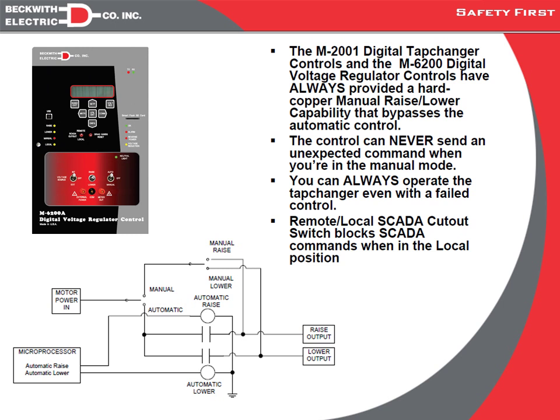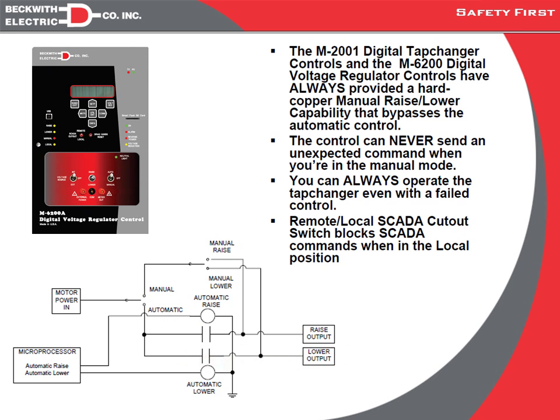The other thing that's nice is when you put it in off or manual, voltage never makes it to the output contacts of the control. So you can see that the only way we get voltage to the output contacts of the control, which are these two right here, is if it's in automatic mode. What that means is if the control were to have a failure and attempt to issue a raise or lower while in manual, it would not tap the regulator because it would not have any voltage to drive the motors.